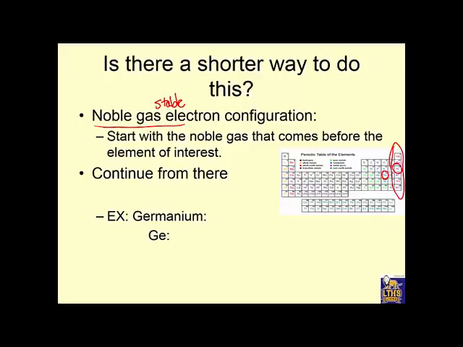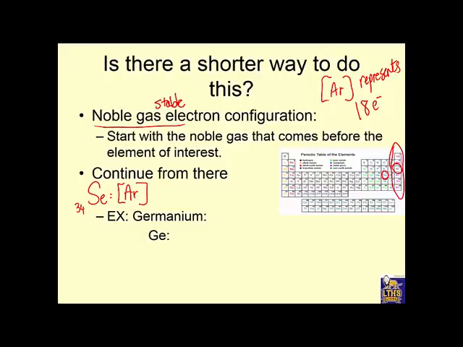So you start by taking the noble gas. We're making selenium's electron configuration, and the noble gas that comes before is argon, so I put it in brackets. Argon in brackets. That puts me right here. So now this bracket represents 18 electrons. The first 18 of selenium's electrons are represented by this argon in brackets.